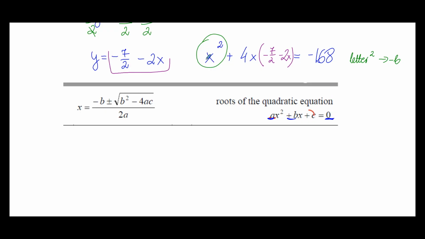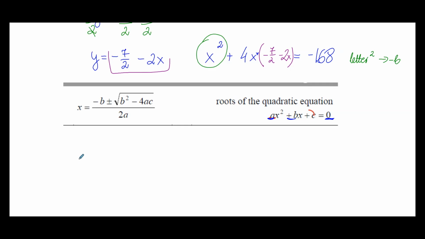When I'm looking at my equation, I'm saying, okay, first of all, I need to multiply the bracket, then I need to move my 168 to the other side of the equation, and then I will be able to identify the A, the B, the C. Okay, so let's do that. Let's do the multiplication of the bracket first.